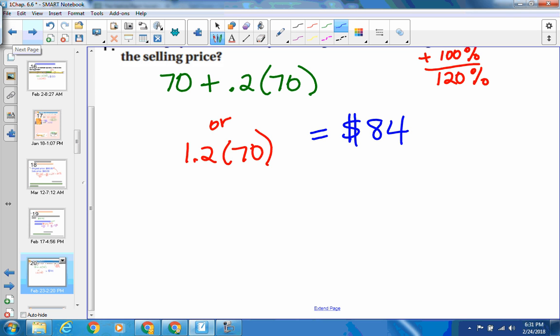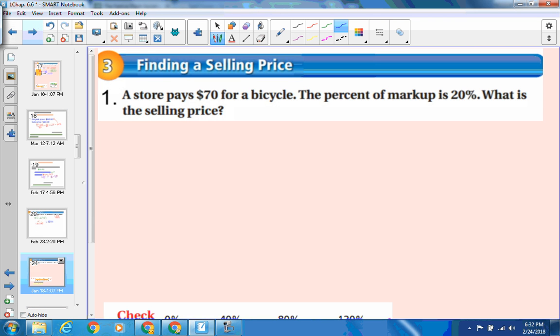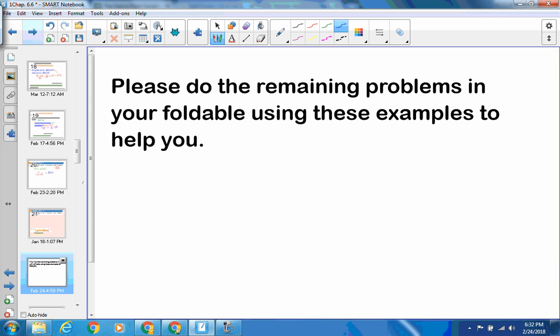Okay, so we just went through all four examples. They were the number ones in your foldable, except for the first one that ends up being 1 and 3. They're both the same problem, which I did by accident. So what you're going to do right now is do the remaining problems in your foldable and use those examples to help you. All the remaining problems should be the number 2 problems. You want to do those problems and then you'll be checking your answers.